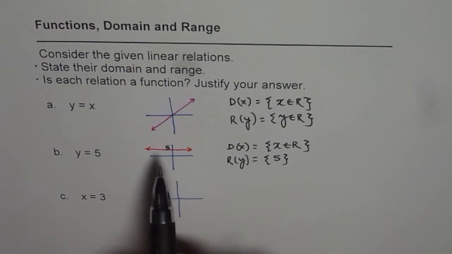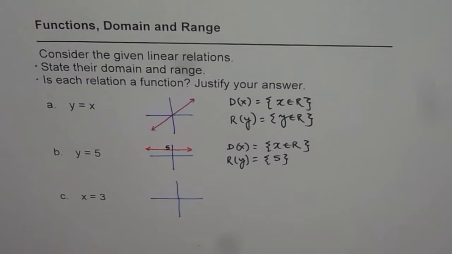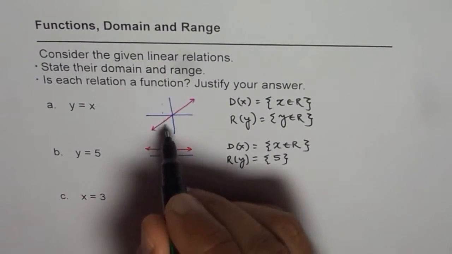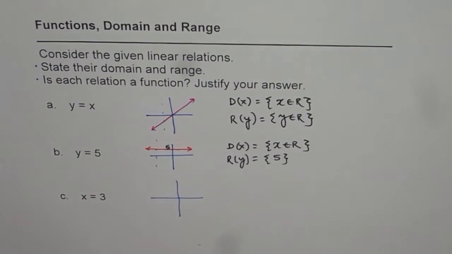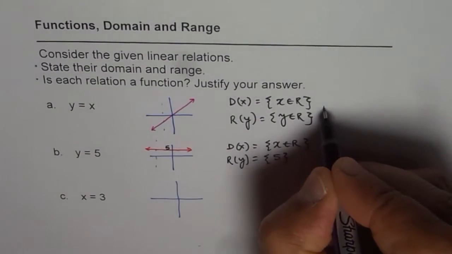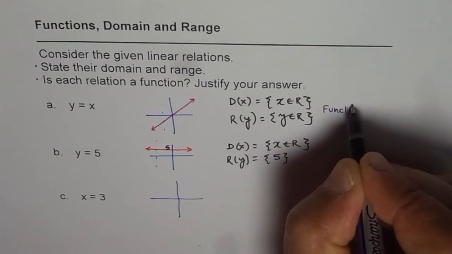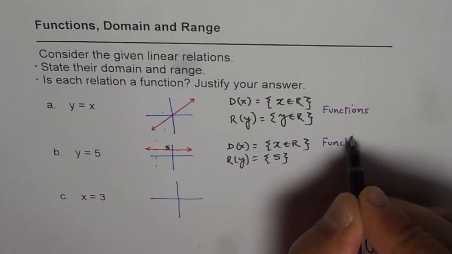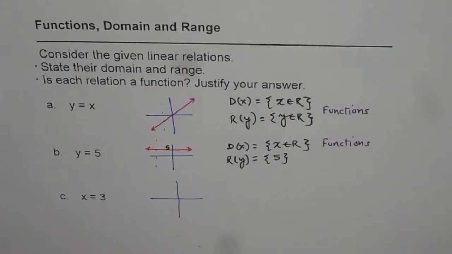So, we see that it also passes the vertical line test, right? If I draw a vertical line, it connects only with one point, here also with one point. So the first two are indeed functions, right? How about this one, which says x equals 3?